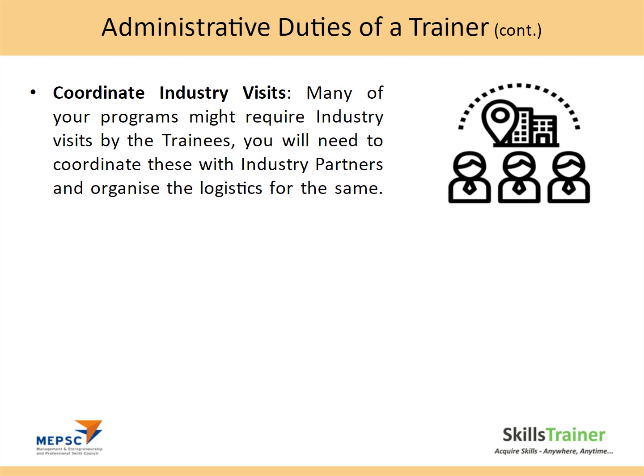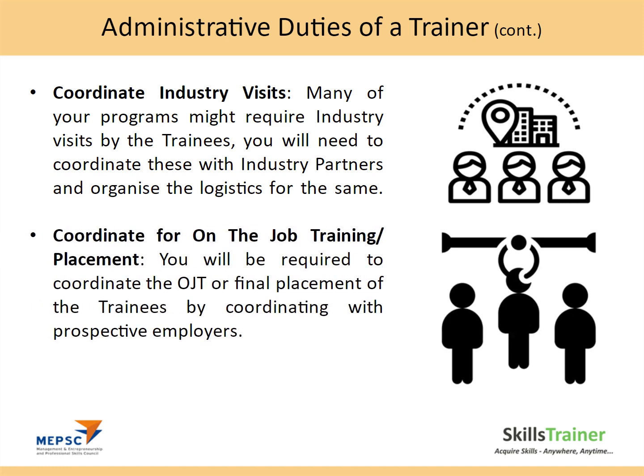Coordinate industry visits. Many of your programs might require industry visits by the trainees. You will need to coordinate these with industry partners and organize the logistics for the same. Coordinate for on-the-job training or placement. You will be required to coordinate with OJT or final placement of the trainees by coordinating with prospective employers.